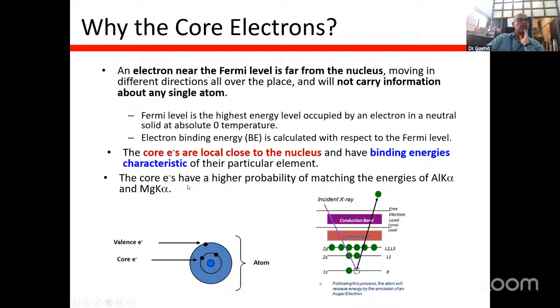That's the binding energy of that particular element. So the core electrons have a higher probability of matching with the energy of aluminum K alpha and magnesium K alpha. That is why we selected the aluminum K alpha line and magnesium K alpha line, because the core electron energy has a highly matching probability with all kinds of materials or all kinds of atoms. Now, if you see here, there are various states: 1s, 2s, 2p. In any XPS spectra, you will find 1s, 2s, 2p. Those are the shells around that atom.